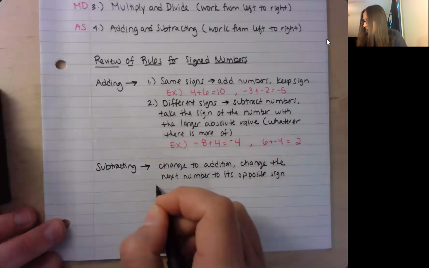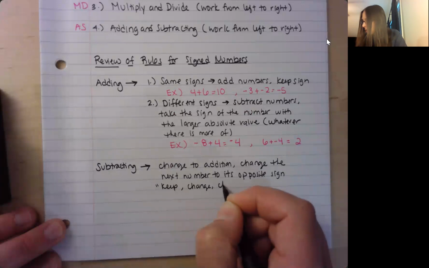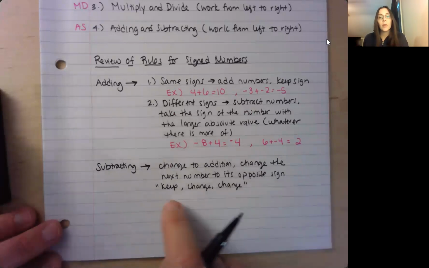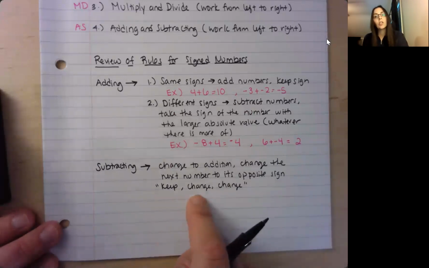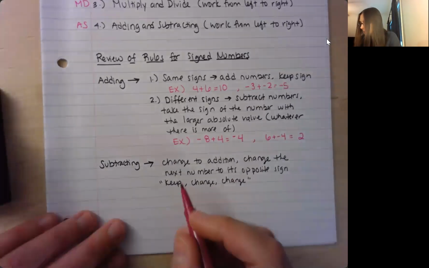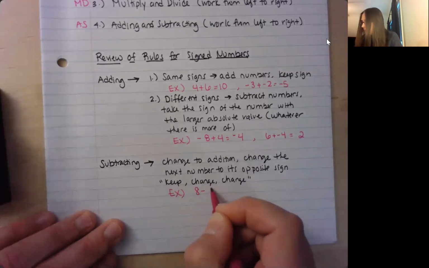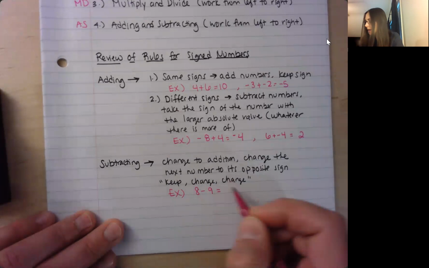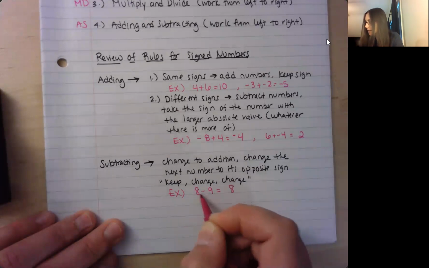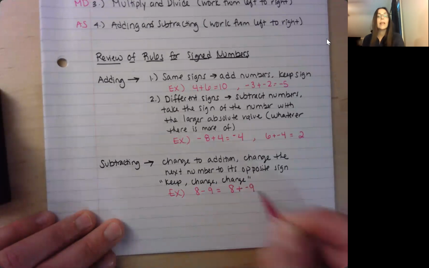So another way to remember this is to keep, change, change. So you keep the first number the same, change it to addition, change the next number to the other sign. So for example here, if I have 8 minus 9, I'm going to keep the first number the same, change my minus sign to addition, and that positive 9 becomes negative. And now you just use your regular adding rules. So we get -1 here.